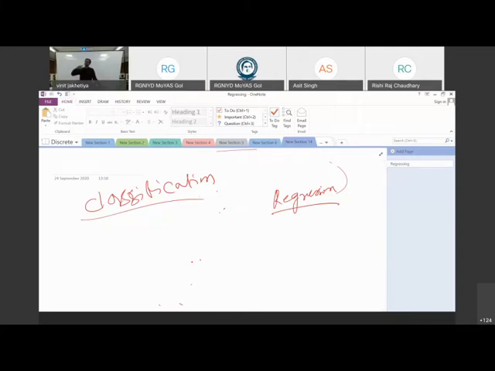Output is going to be in terms of 0 or 1 in binary classification. In multi-class classification, the output is going to be 0, 1, 2, 3, 4. That means the output is going to tell you which category that particular object belongs to.